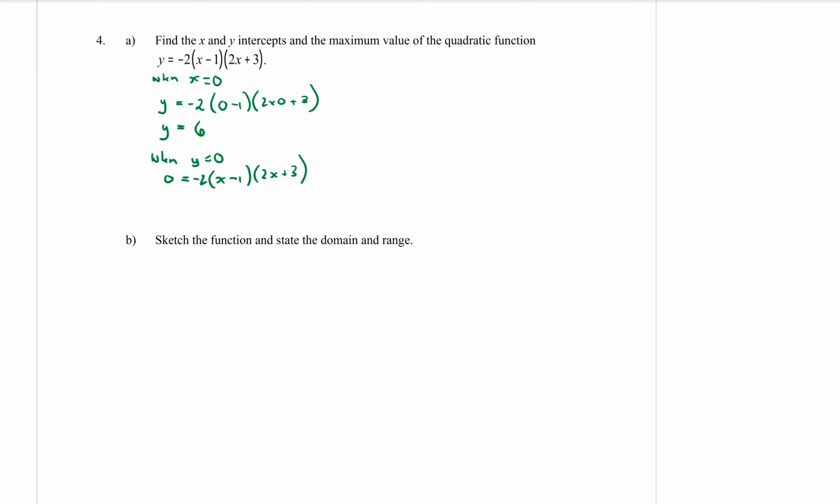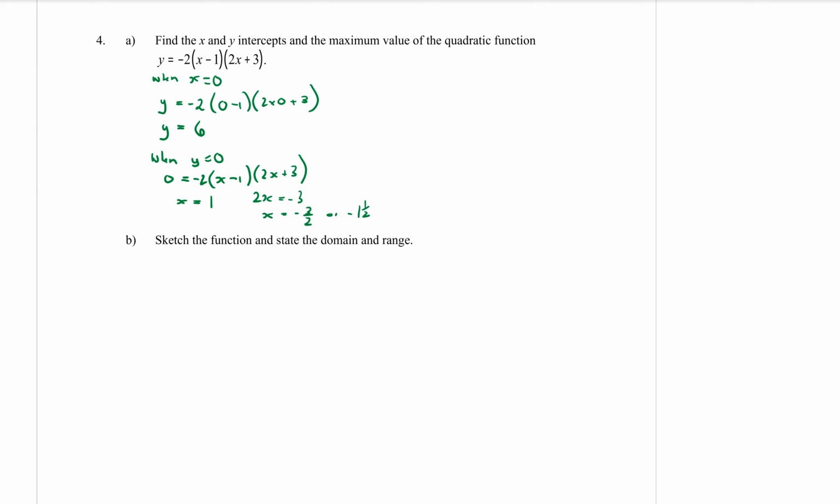This negative 2 out the front, you can divide it away. It's not going to do anything in terms of your x-intercepts here. Your x-intercepts come from these brackets here, already factorized. So from this bracket, we would get x equals 1. And from the second bracket, you get 2x equals negative 3. Divide the 2 across, we get negative 3 over 2, or negative 1.5.